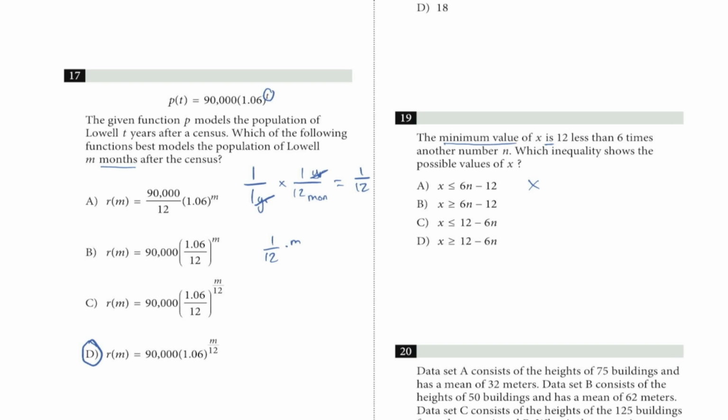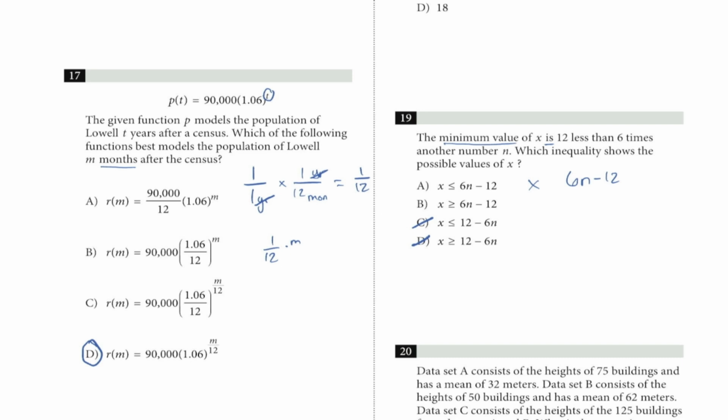So they said 12 less than 6 times another number. So we're actually going to do 6 times the number, and then it's 12 less than that. So to do 12 less means to subtract 12. So right there, I can now look at the answer and see C or D are wrong. So we just have to figure out which sign.